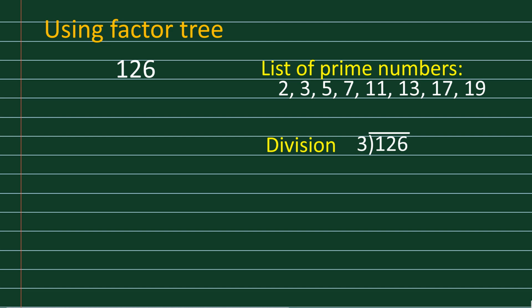So 126 divided by 3: let's divide first the 12 by 3, you get 4. 4 times 3, that's 12. So let's subtract, that is 0. Let's bring down 6. 6 divided by 3, that's 2. 2 times 3, that is 6. So this is now 0. So our factor is 3 times 42. Now 3 here is a prime number.